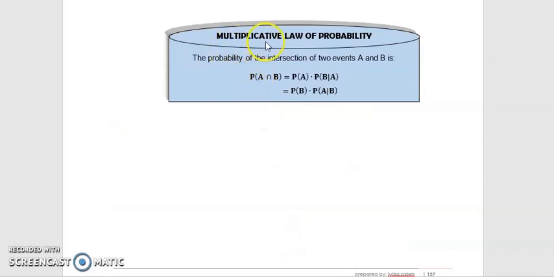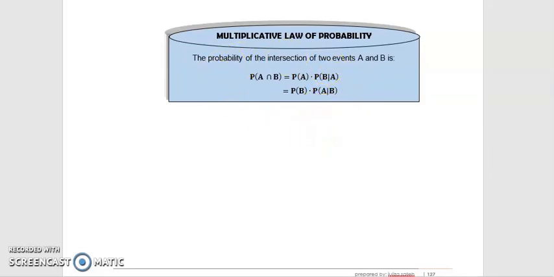Okay, now look at the multiplicative law of probability. The probability of the intersection between the two events, A and B, is given by probability of A intersect B equals probability of A multiplied by probability of B given A. Or this can also be written as probability of B multiplied by probability of A given B. So in this one the condition is A, in this one the condition is B.